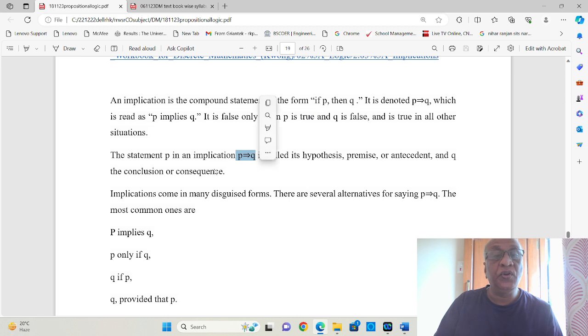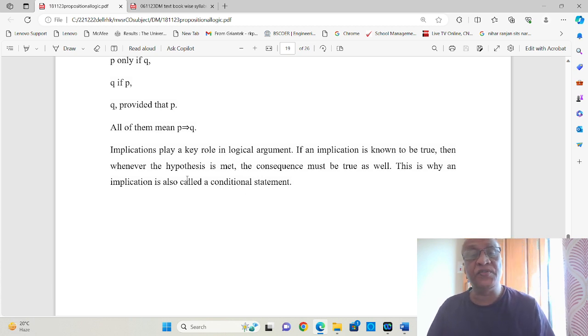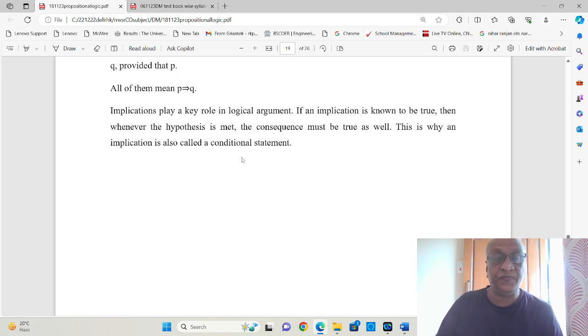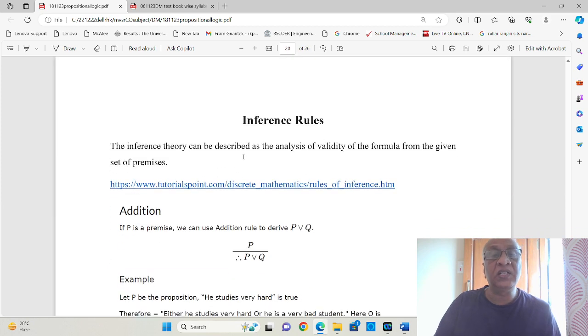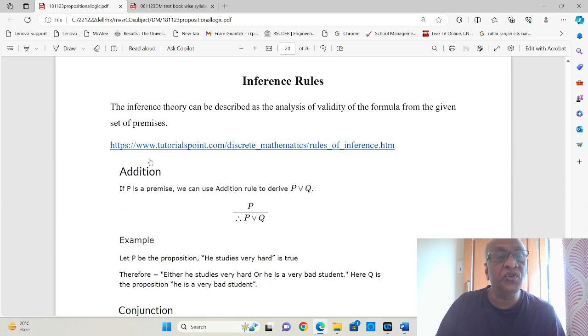Now, in this P implies Q, P is called the hypothesis, or the premise, or the antecedent, while Q is called the conclusion or consequence. Now, what is the importance of implication? In logical arguments, implication plays an important role. Suppose an implication is true. Then whenever the hypothesis is satisfied, the consequence will also be true. That's why implications are also called conditional statements.